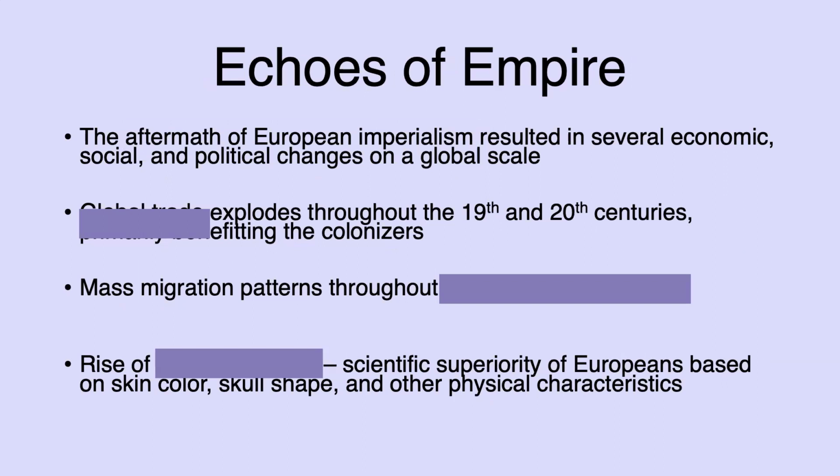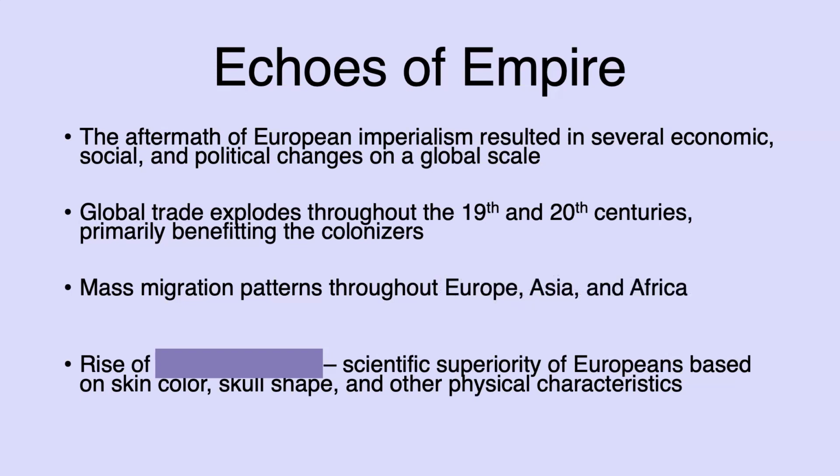So the aftermath of European and American imperialism results in several economic, social, and political changes on a global scale. Global trade explodes throughout the 19th and 20th centuries, and obviously it does benefit the colonizers, right? That will be European powers, that will be the United States, who are forcibly removing raw materials to then be manufactured, produced, and turned into finished goods to be sold. At the same time, there are mass migration patterns throughout Europe and Asia, leading to a large shift in demographics in all three of these territories.